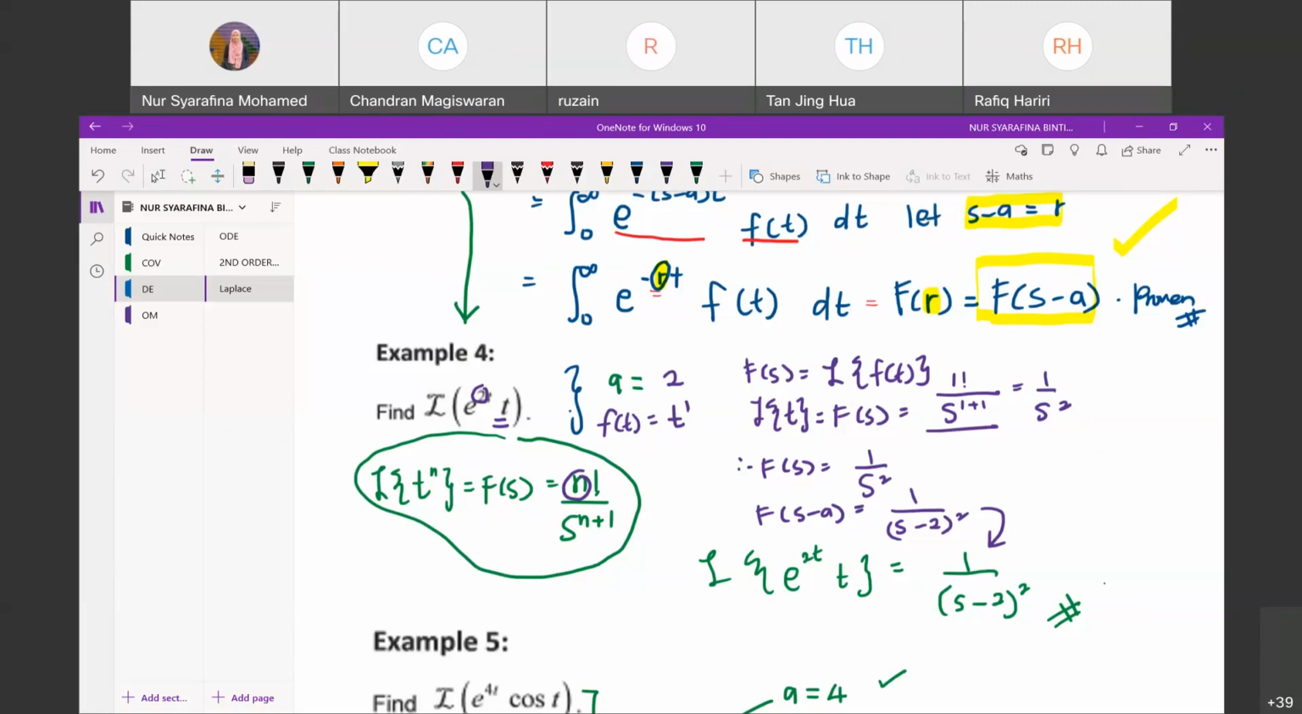1 over s minus 3. Are you sure? Because a here is 4. A itself is 4, right?